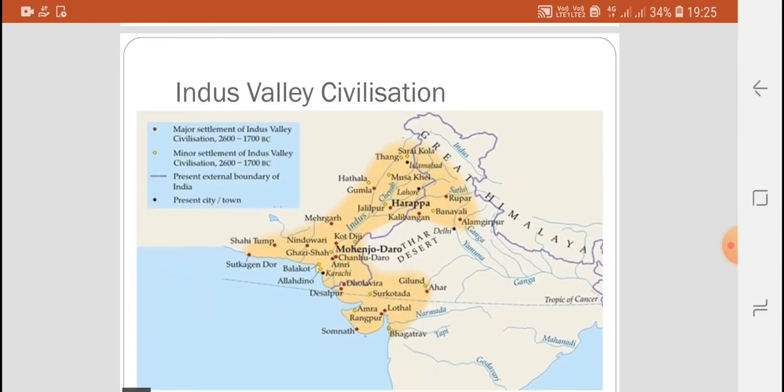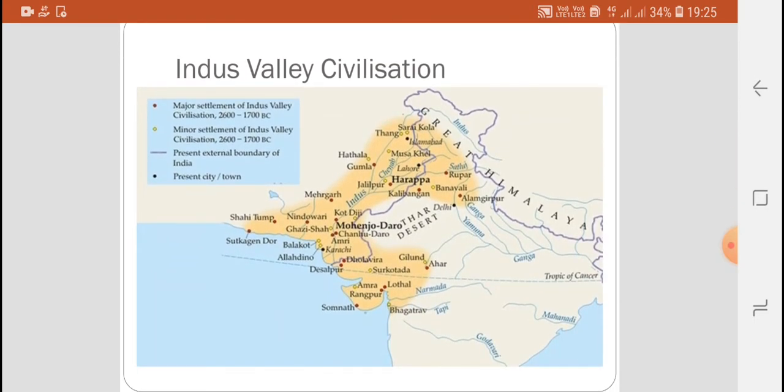In the map given, it is very clear. The yellow portion shows you the minor settlement of Indus Valley civilization, and the red dots show you the different cities in Indus Valley, that is the major settlement of Indus Valley civilization. We can clearly see some of the cities like Kalibangan, Banavali, Alamgirpur, Dholavira, and the like.